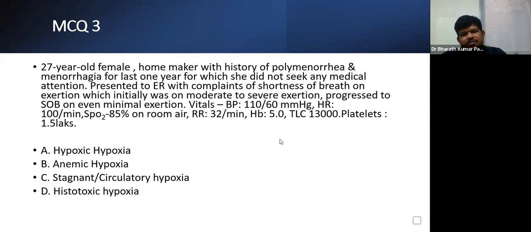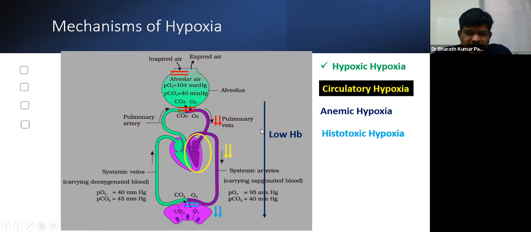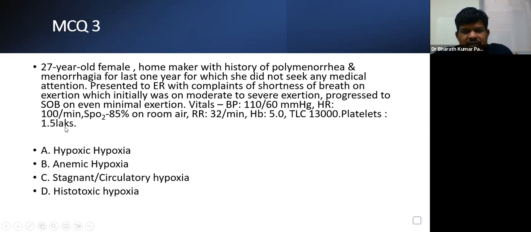So it is very evident from the background history that she is a reproductive age group woman with polymenorrhea and menorrhagia and an HB of 5. So it is anemic hypoxia. When we go back to the mechanism slide once again, as I said, when there is no adequate hemoglobin to carry the oxygen from the arteries, that is the pulmonary vein, to the periphery, then this is called anemic hypoxia. And in our case, it is evident the patient is having an HB of only 5. So this B is correct.